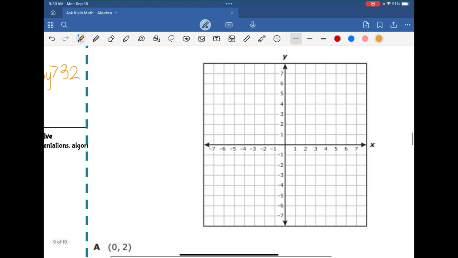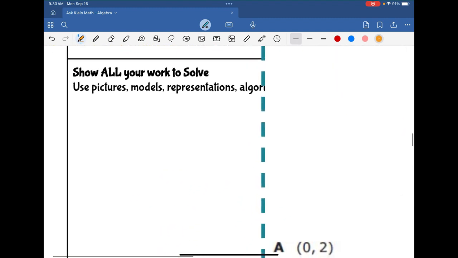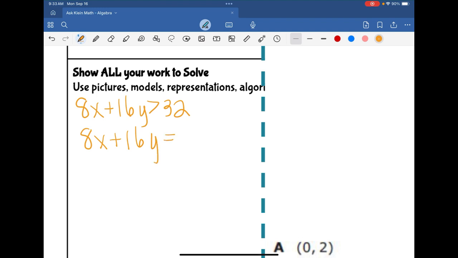The first thing I need to do is graph the line. In order to graph that, I'm going to solve for y, so I'm going to change that to an equal sign. I'm solving for the variable y. To get the variable by itself, I'm going to first do the inverse of a positive 8x, and I'm going to subtract 8x.